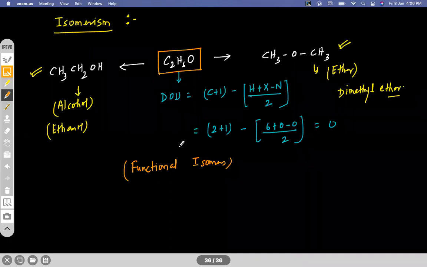Isomers we always define in a pair. We can say these two are isomers. We cannot say this molecule is an isomer. That is not possible. They are functional isomers because the functional groups are different, OH and O. So isomerism is what? Compounds having the same molecular formula, but different structural formulas and different physical and chemical properties are called isomers.